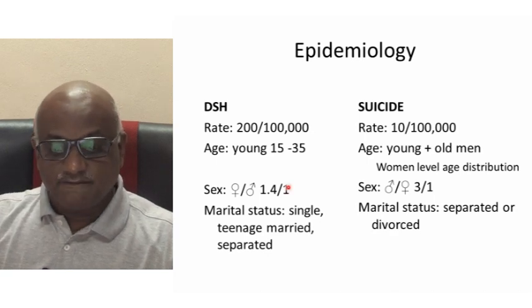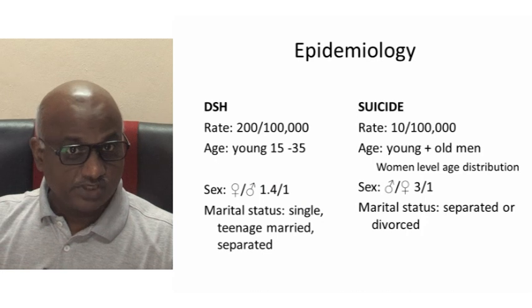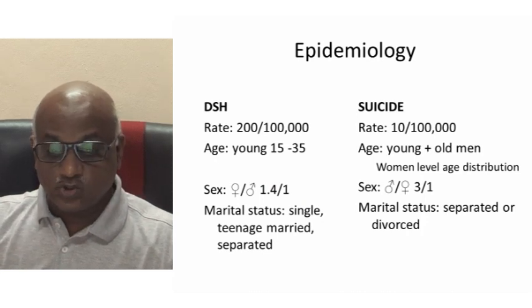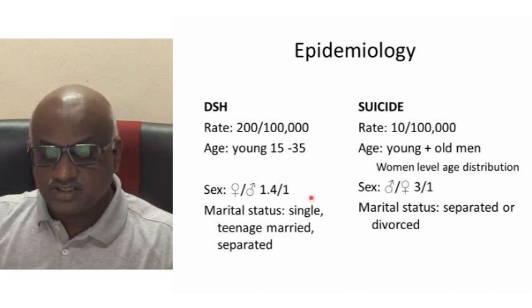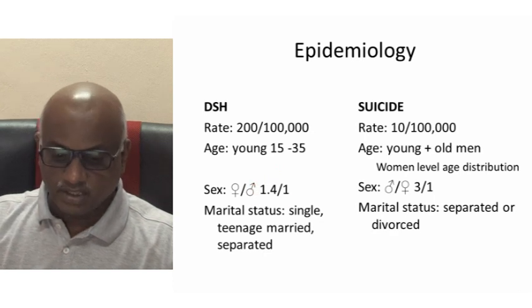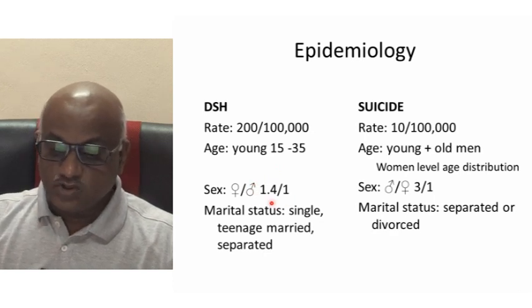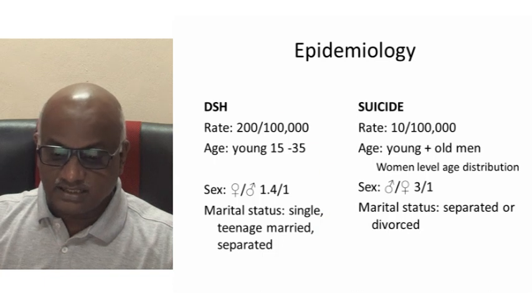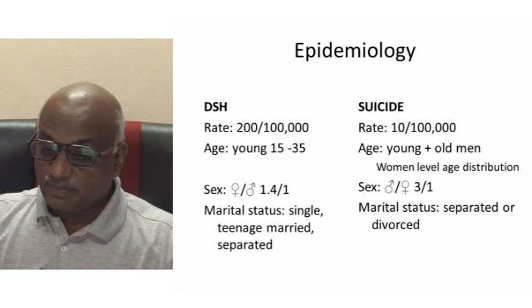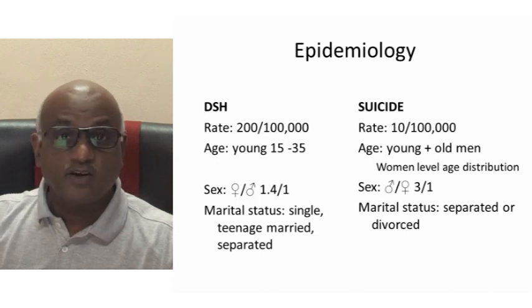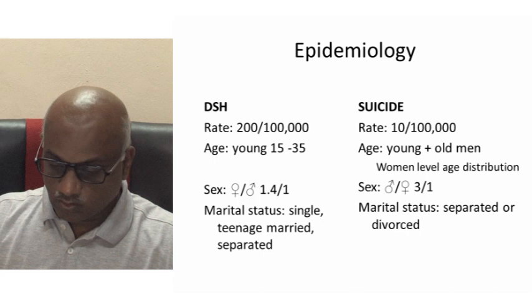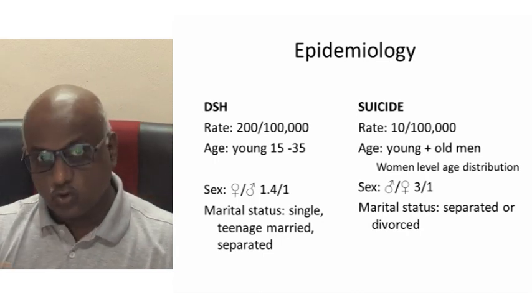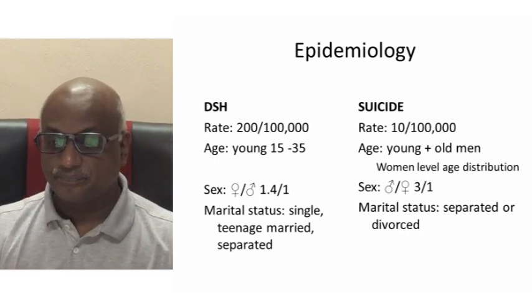If you come to deliberate self-harm, the women attempt suicide more, and also the age group is much younger. The female to male ratio is 1.4:1, but maybe in Sri Lanka it's about 2:1. Regarding marital status, usually in deliberate self-harm they are single, teenage married or separated. In suicide, most are separated or divorced, again in the male group. So you can see the two groups are quite different from each other.